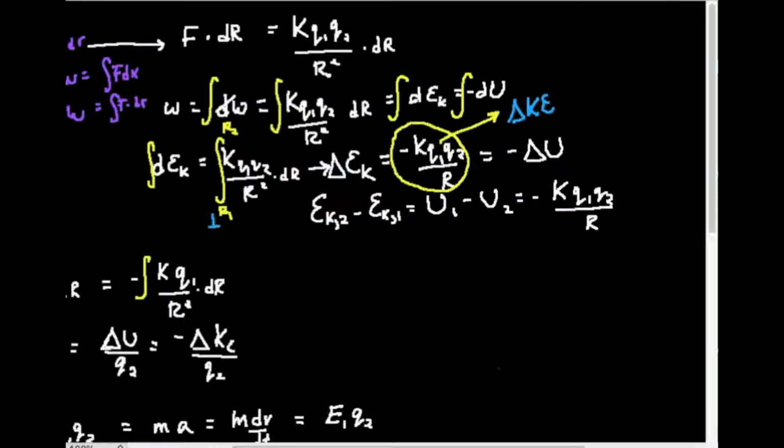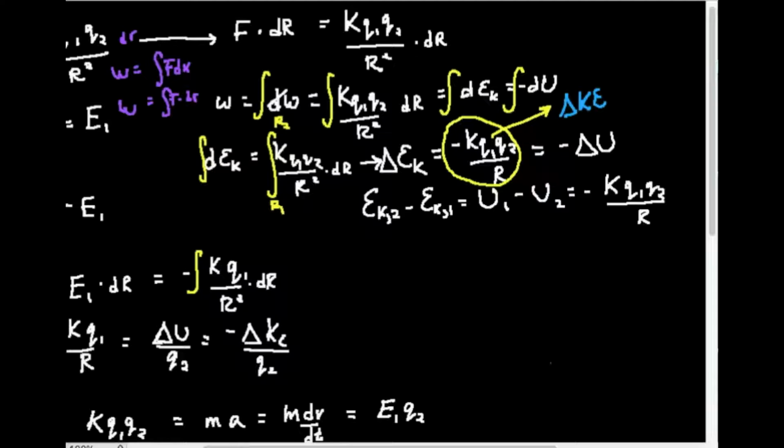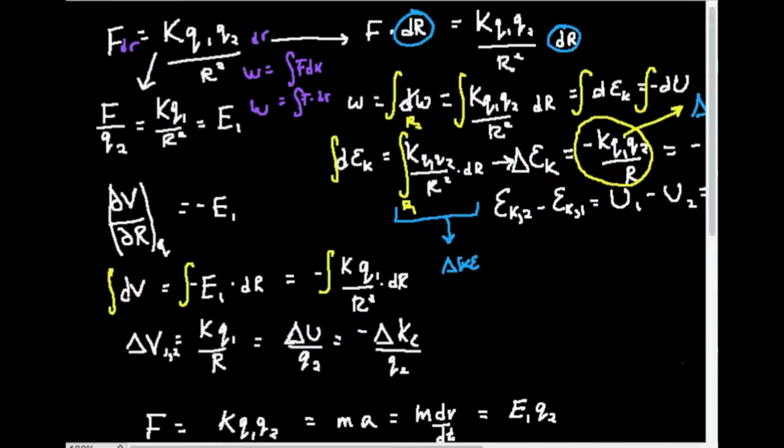This integral right here from r1 to r2 of k q1 q2 over r squared times dr is the integral form of the change in kinetic energy for a charged particle, okay? So if you measure the distance between two charged particles and one of them is moving, this is the kinetic energy of that particle. It's also the negative change in potential energy, right? All right. So hopefully that makes sense. That's how you can multiply both sides by dr and get the kinetic energy of a charged particle when it's in the electric field of another particle.